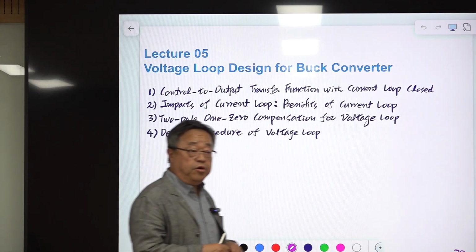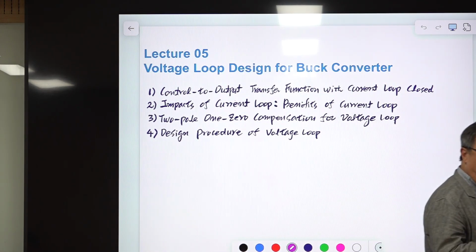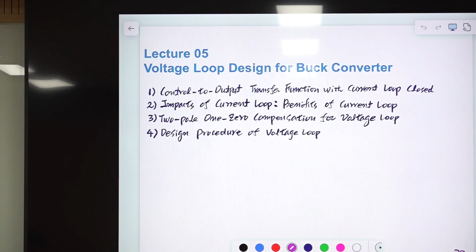Hi audience and students. In the last lecture, we went through the details of the current loop design of current mode control for the buck converter. So now it's time to discuss the voltage loop design for the PWM converter. I'm using the buck converter as an easy example, but later on we'll extend almost the same design procedure to the boost converter and the buck-boost converter.